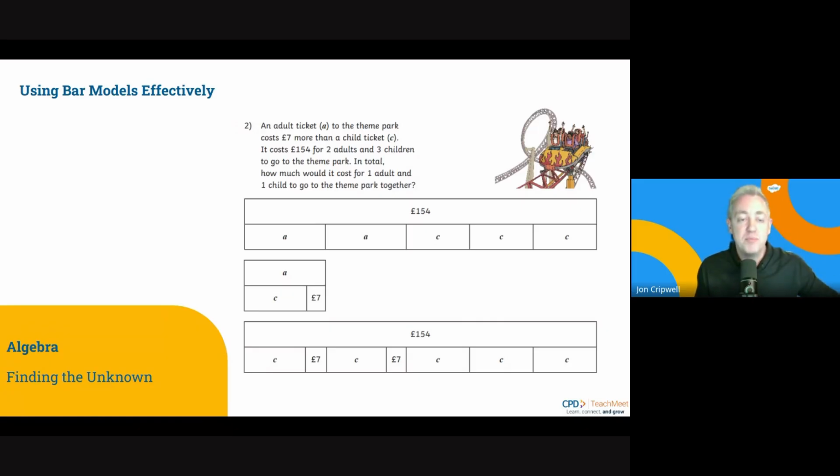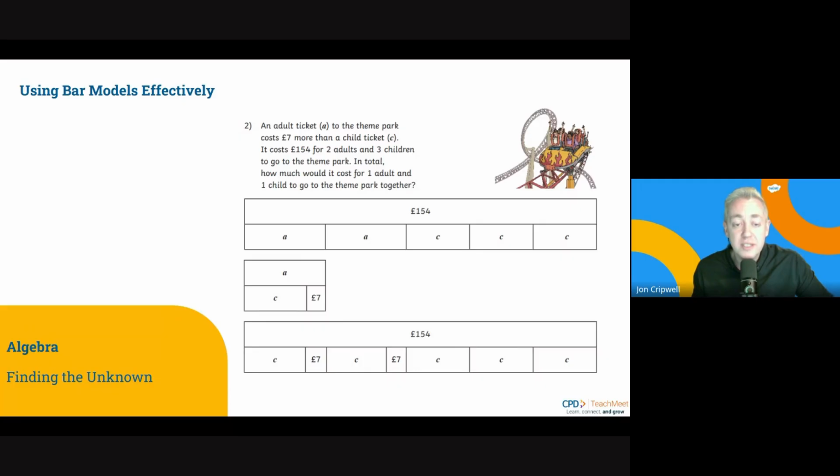So in this problem, an adult ticket to a theme park costs £7 more than a child ticket. It costs £154 for 2 adults and 3 children to go to the theme park. In total, how much would it cost for 1 adult and 1 child to go to the theme park? So we know that we're looking for the price of 1 adult ticket and 1 child ticket, but how do we separate that, these 5 tickets here, from the £154? It doesn't look immediately clear.